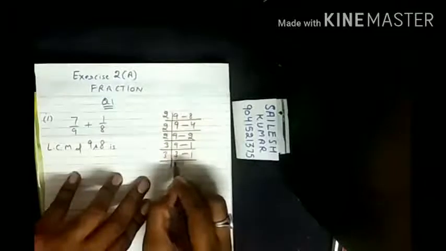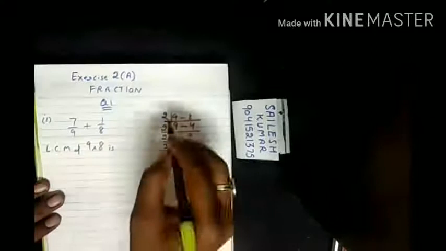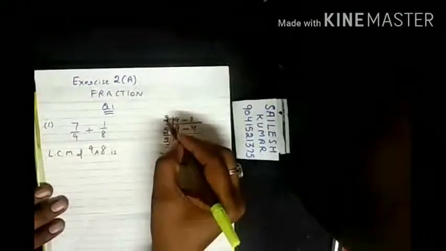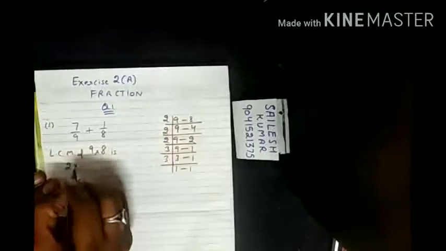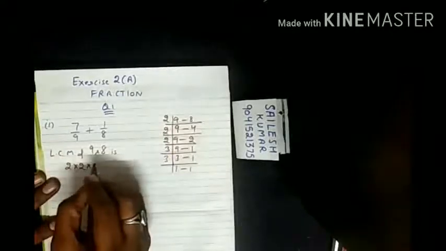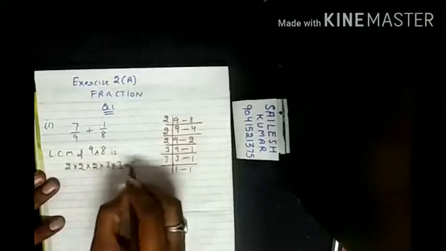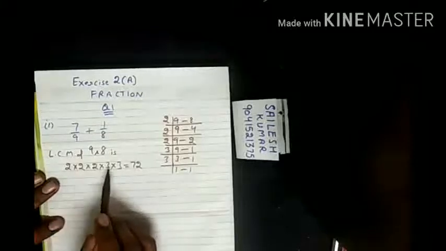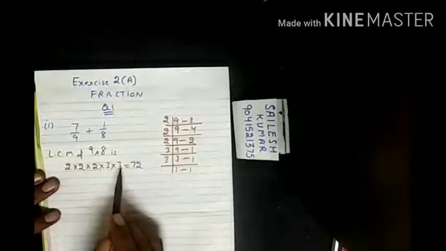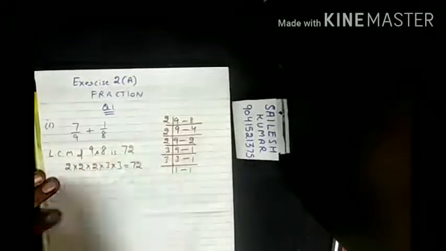Again, 3 ones are 3. So now we will multiply these prime factors: 2, 2, 2, 3, 3. On multiplying these we get 72. How? 2 multiply 2 is 4, 4 multiply 2 is 8, 8 multiply 3 is 24, 24 multiply 3 is 72. Therefore my answer here is 72.